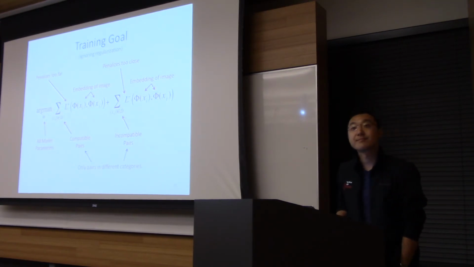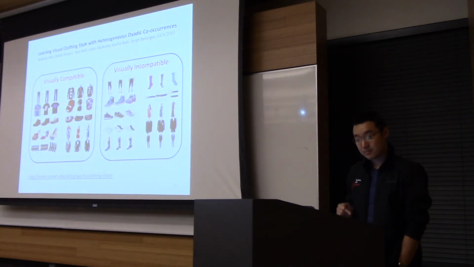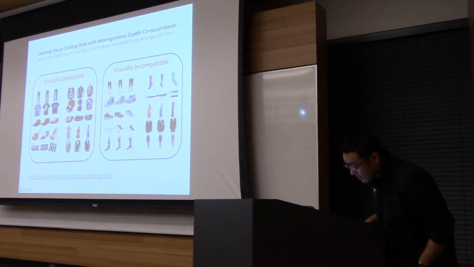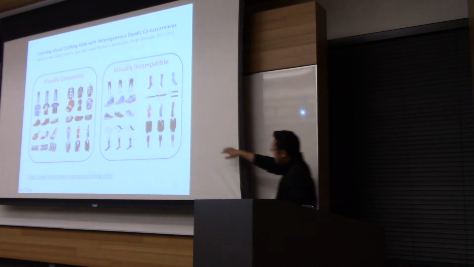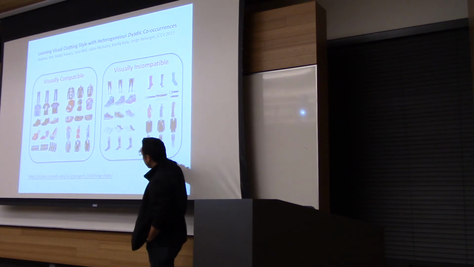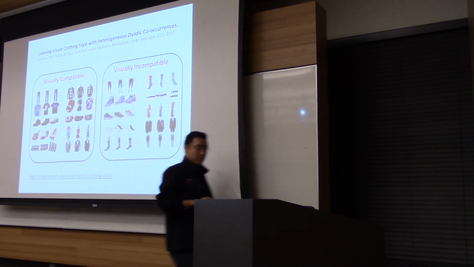Yes? Can you go back to the pictures for a second? For visually incompatible, are they all pairwise incompatible with each other? Yeah, I don't actually know. Let me look. I think it's the rows that are compatible or incompatible. Right. So this row, these three items are incompatible with these three items. But these are gym socks. Whereas these three items are compatible with these items. Okay, that makes more sense. Yeah.